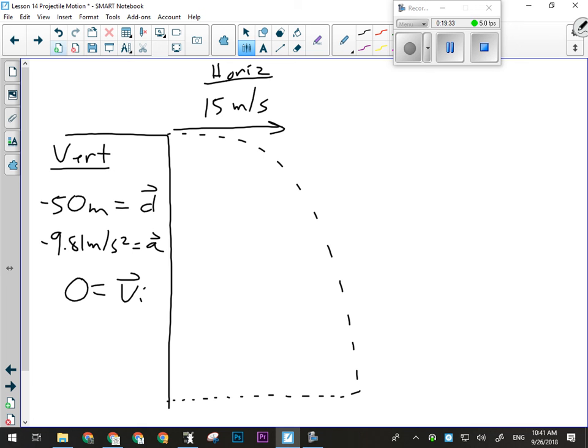If I threw it downward, then it would have an initial velocity downwards. If I threw it downwards or threw it upwards, it would. But in this case, I'm throwing it horizontally, so vi is 0 meters per second. Everybody okay with that setup so far?